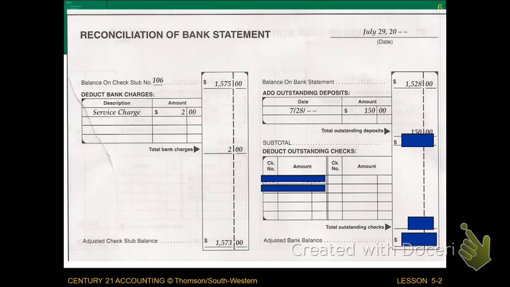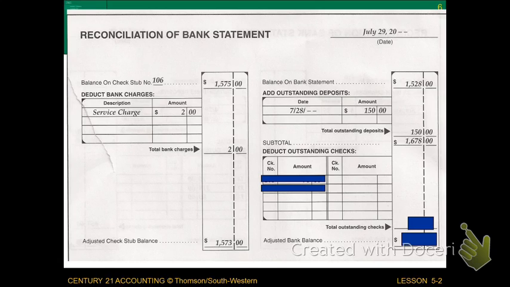Then our subtotal tells us to stop where we're at, add up everything we have so far. So you take the balance on your bank statement, which is $1,528. You will add your outstanding deposit of $150. That now brings us up to $1,678.